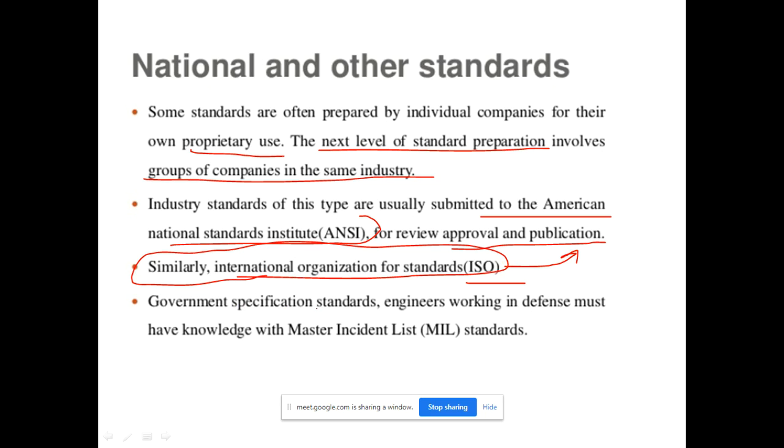Now government specification standards, like engineers working in defense must have knowledge of the Master Incident List, like MIL. Any person working in a government industry or defense industry must be aware of the term Master Incident List. This is the standard proposed by the defense organizations. Okay, so they have their own different criteria for designing, for defense purposes.